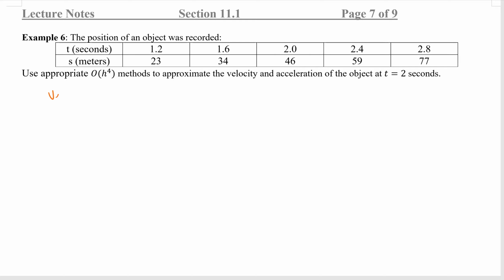First, let's look at velocity. Okay, t equals 2 seconds. So we want to find the velocity and acceleration at t equals 2 seconds, right? And here we have 5 data points. Okay, so we can use the central difference formula.